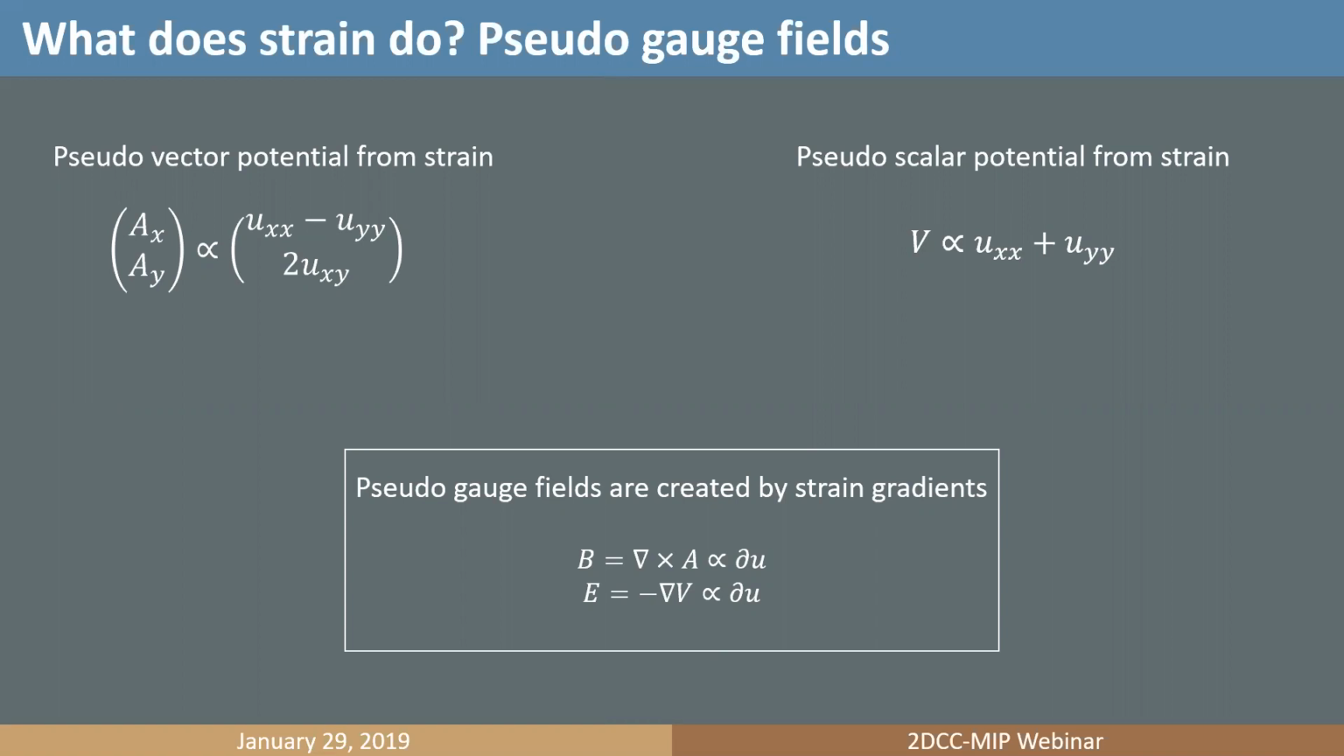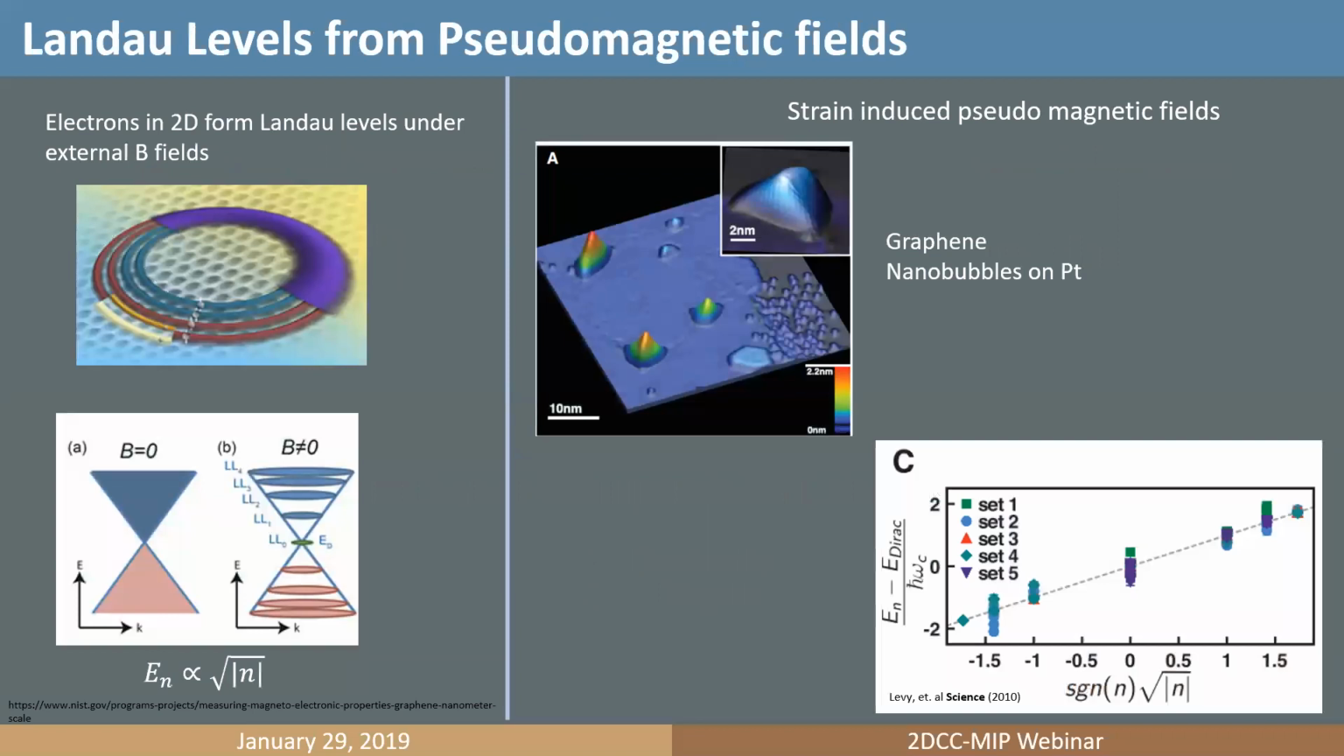But potentials, you cannot measure them directly. They're non-physical. What you can measure are the fields, and the fields are the derivatives of the potential. So what you need is the derivative of strain. So people would often say that strain creates pseudomagnetic fields. What they really mean is strain gradients create pseudomagnetic fields. And make no mistake, these fields are actually as real in detection as actual fields.